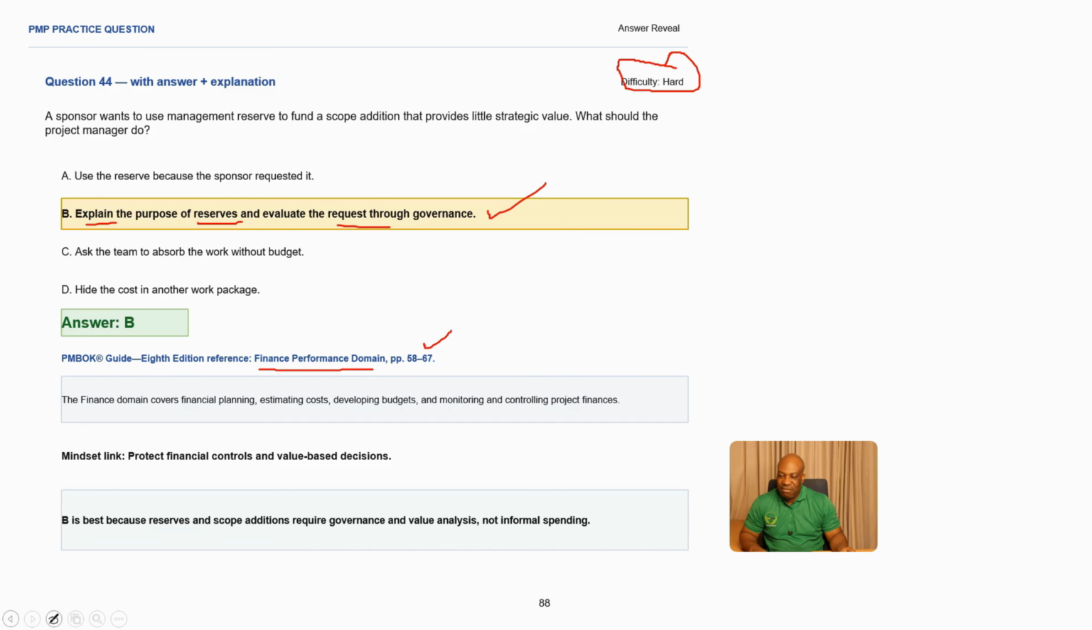So what does it say? The finance domain covers financial planning, estimating cost, developing budgets, monitoring, and also controlling of project finance. So the best mindset that you can also apply even in your exam in this particular scenario is you need to protect financial controls, okay? And value-based decision. As we have seen from the question here, there's little value which is coming from this suggestion from the sponsor. So you must protect value-based decision, making B the best answer because the reserves and scope additions require governance, value analysis, and not just spending, making B the best answer.